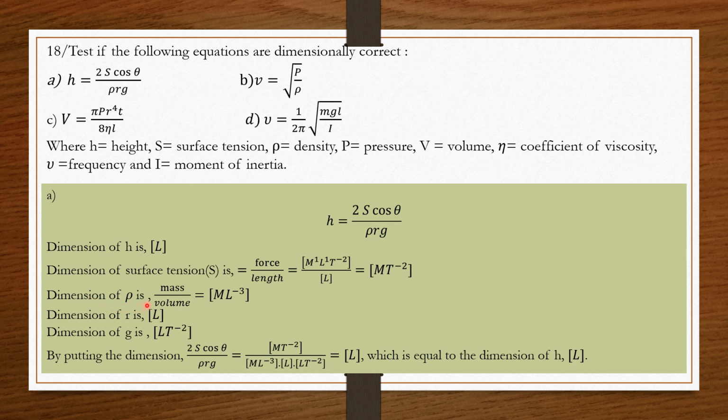Then the dimension of rho, that is mass per unit volume or density, is M L to the power minus 3. The dimension of r is length, that is L, and the dimension of g is gravity, that is the acceleration, L T to the power minus 2. So by putting the dimensions in the equation 2S cos theta by rho r g, we can get the dimension of h as L, which is equal to the dimension of h, L. So here option A is dimensionally correct.